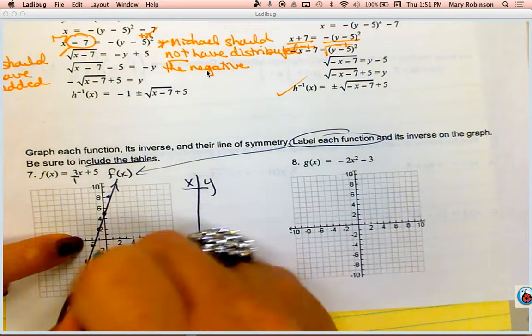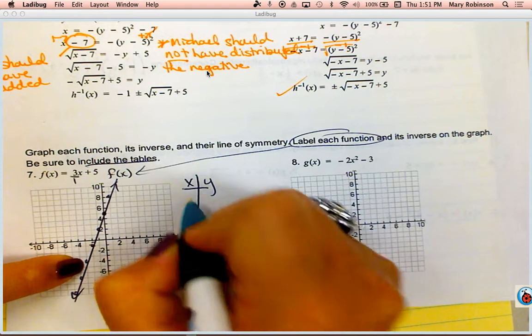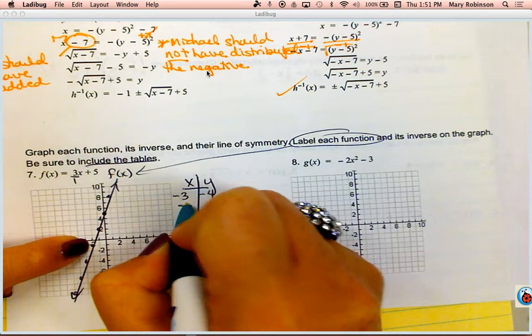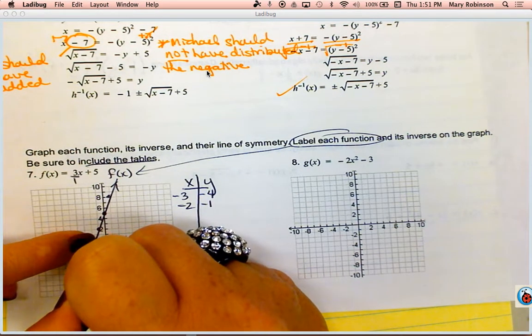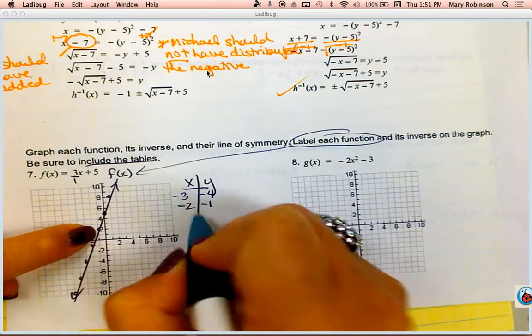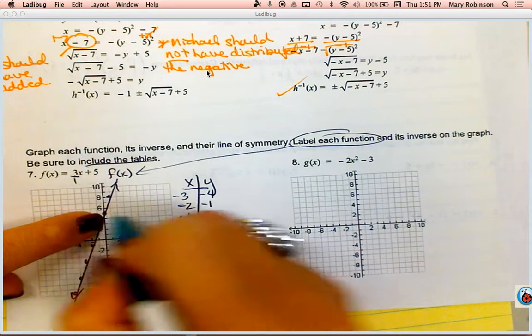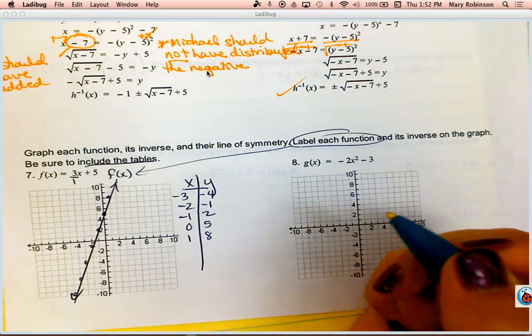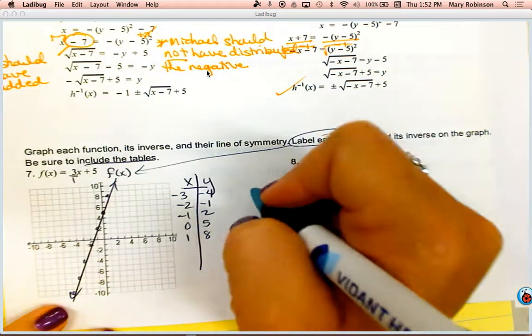So I have (-3, -4), (-2, -1), (-1, 2), (0, 5), and (1, 8). That's good. And then I have to find the inverse.